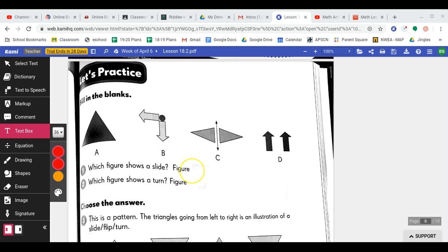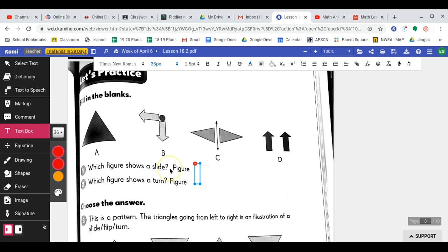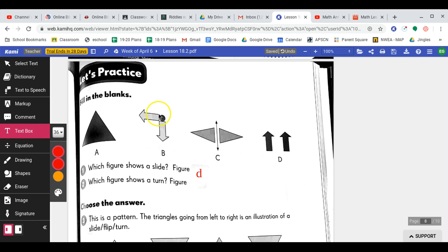Okay, which figure shows a slide? D should be your answer there. Which figure shows a turn? B should be the answer there. Whenever you see that dot rotating at a point or turning at a point, that should be a hint for you.